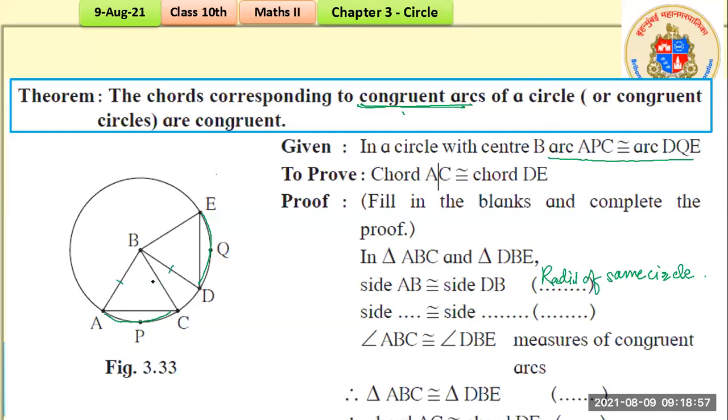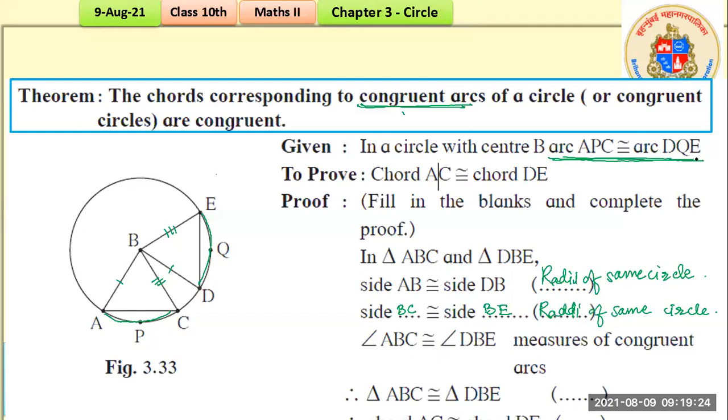Next, it will be these two sides, BC and BE. So side BC is congruent to side BE. How? Again, both of them are radii of the same circle. And next, we are given that the arcs are congruent.